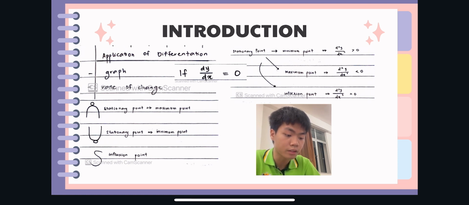If dy/dx equals 0, at the stationary point we have a minimum point when d²y/dx² is bigger than 0. Number 2, maximum point: the condition is d²y/dx² is smaller than 0. And lastly, the formula for an inflection point is d²y/dx² equals 0.